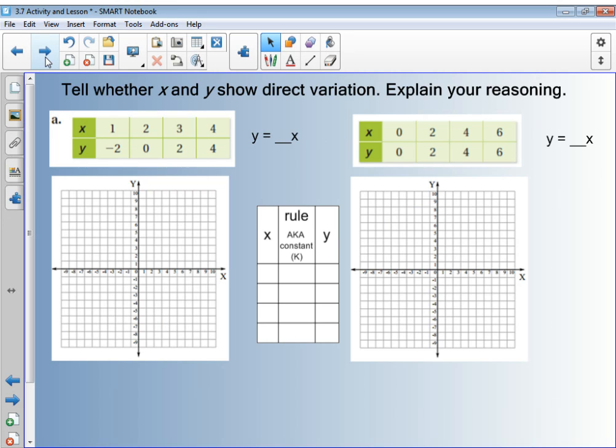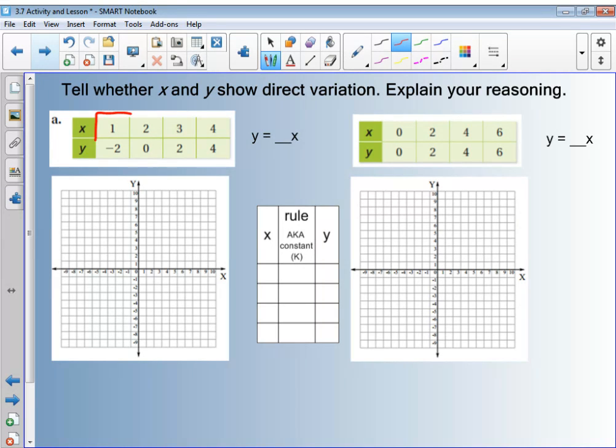Okay, so here we're going to tell whether x and y show a direct variation, and we're going to graph these out. You will use your whiteboards to graph out these equations. Your graphs are a little bit bigger than mine. When we have a graph or a picture, it has to cut through 0, 0, and it has to be a straight line. Those are the two things that we need in order for it to be considered a direct variation. So we'll go ahead and graph these.